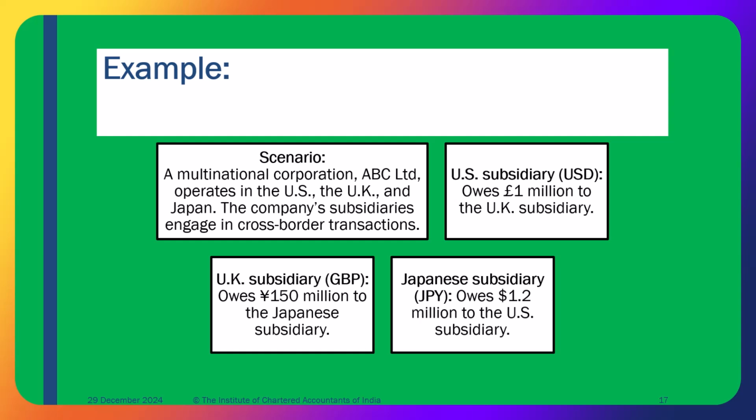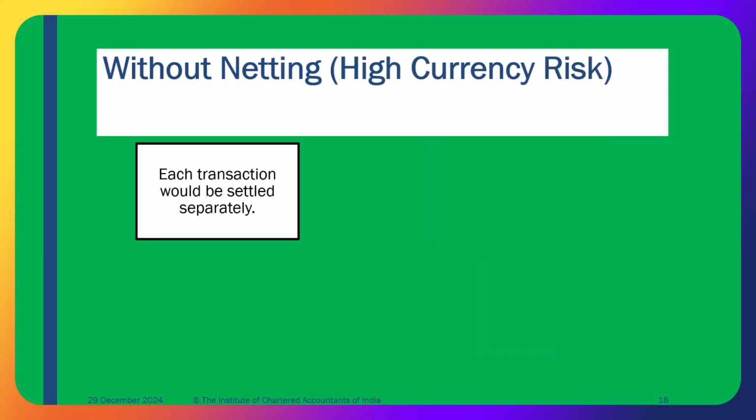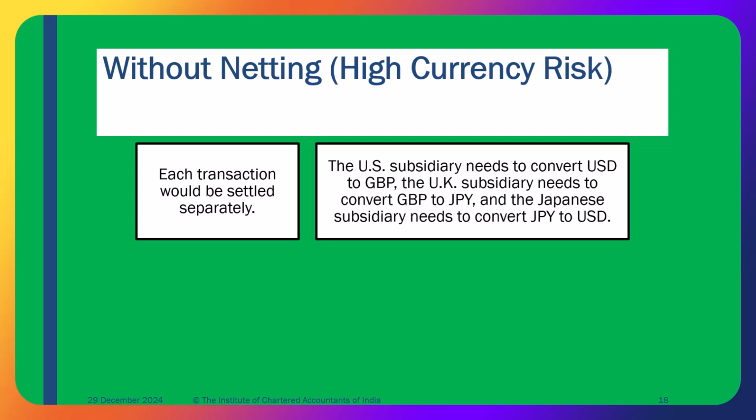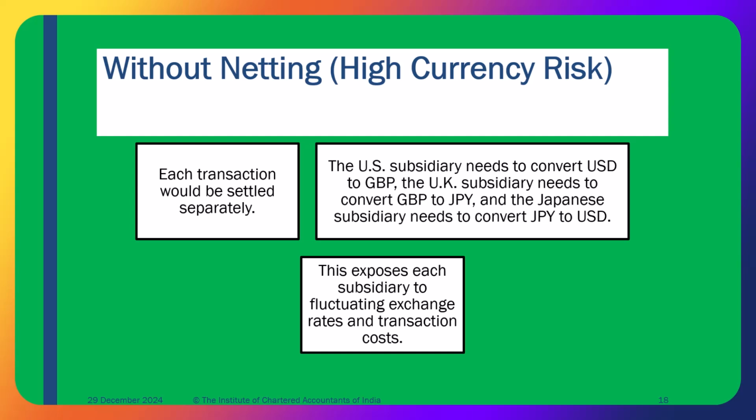Each transaction now without netting. अगर ये अलग-अलग करते तो क्या होता? Each transaction would be settled separately. The US subsidiary needs to convert USD to pound, and UK subsidiary needs to convert pound to Japanese yen. जिसको जितना देना है उसको convert करना पड़ा उसकी currency में. And Japanese subsidiary needs to convert Japanese yen into USD to clear off their liabilities. Okay, this exposes each subsidiary to fluctuating exchange rates and transaction cost. Okay, fine. Now with netting, reduce risk.